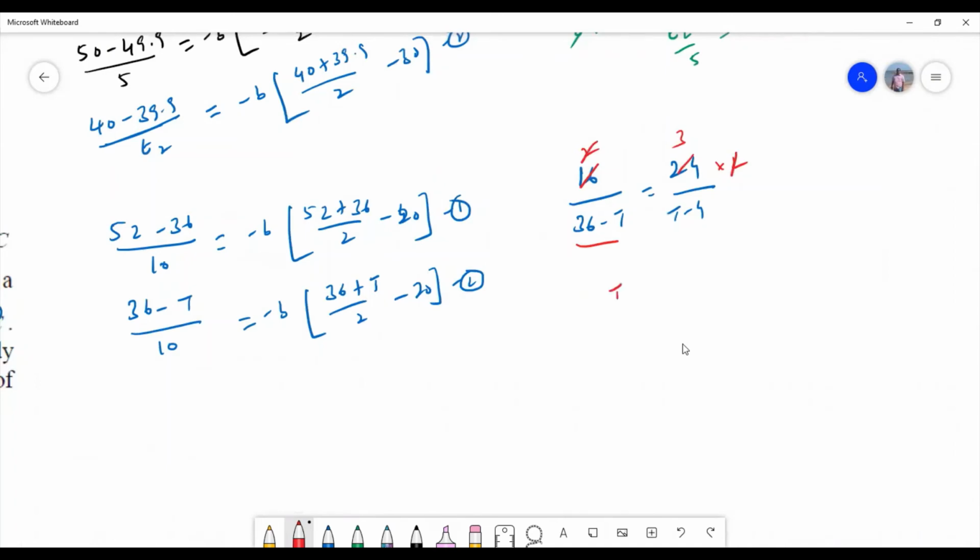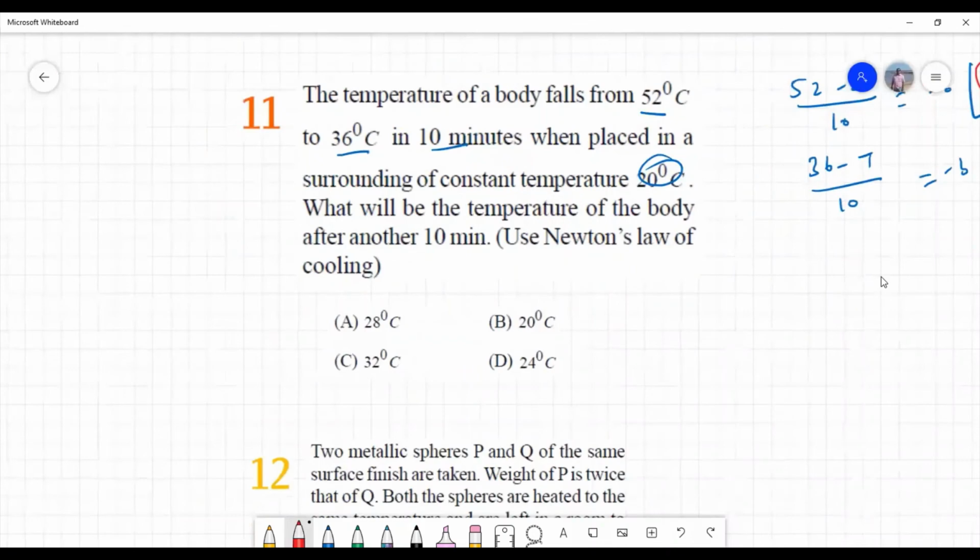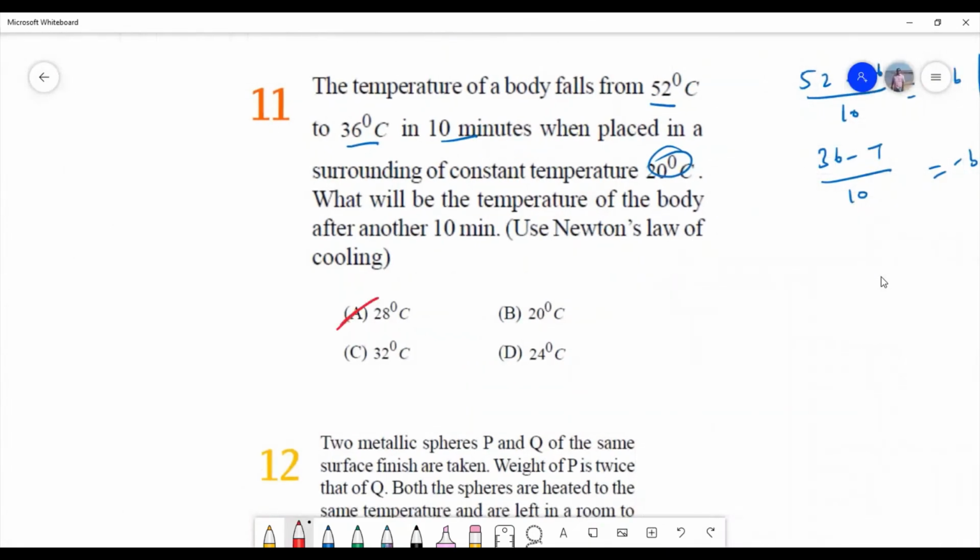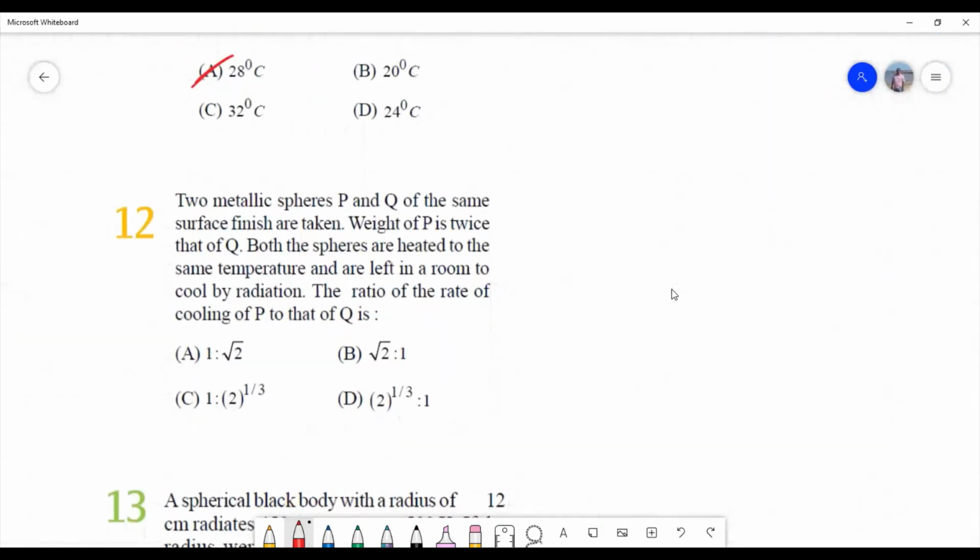So then this 2 also gets cancelled. Simply t minus 4 is equal to 108 minus 3t. So 4t is equal to 112, t is equal to 112 by 4, nothing but 28 degrees centigrade. When you take the LCM, there will be 2 here, because the 2 is cancelled there. So the answer is 28 degrees centigrade. Let's see the next question, number 12.